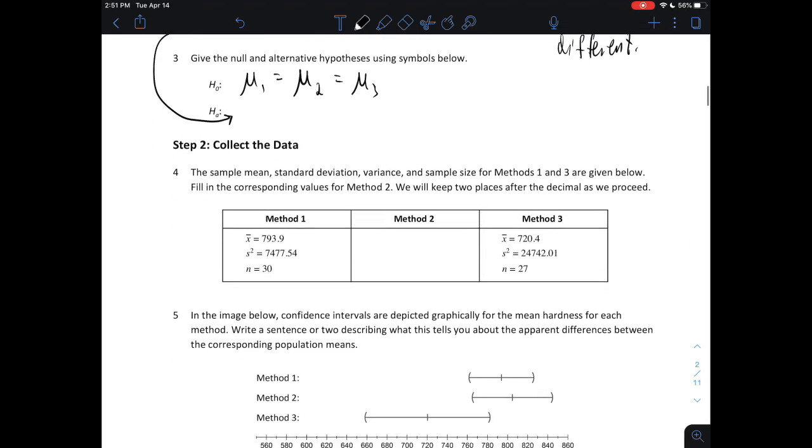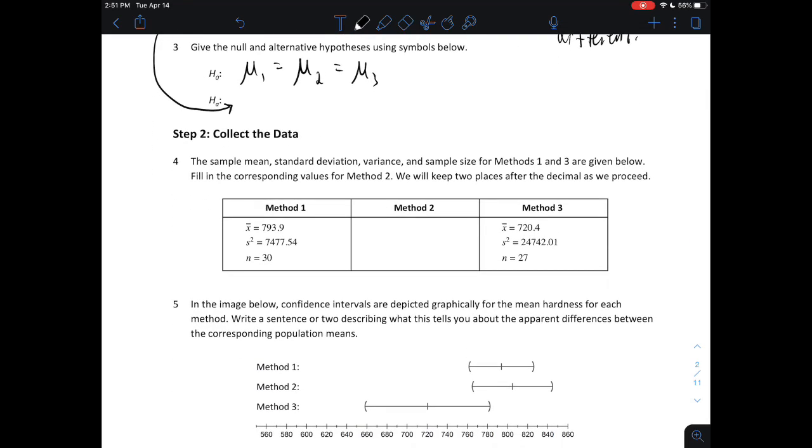Step 2, collect the data. Number 4, the sample mean, standard deviation, variance, and sample size for methods 1 and 3 are given below. Fill in the corresponding values for method 2. We will keep 2 places after the decimal as we proceed. So this is just like what we saw in the previous lesson. We're going to want to go to our calculator and input all of these numbers into 3 different lists.